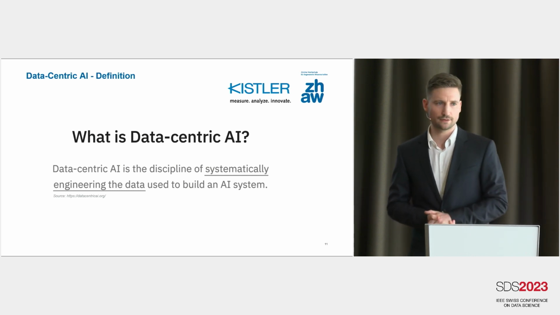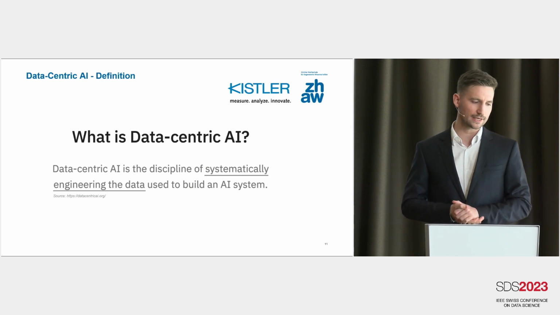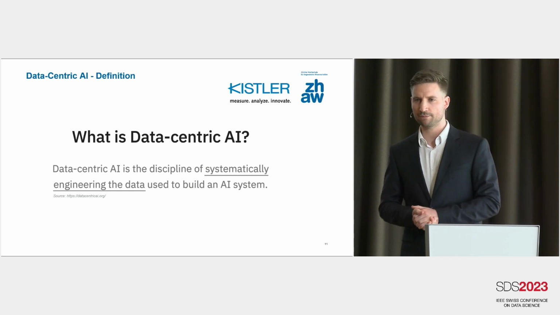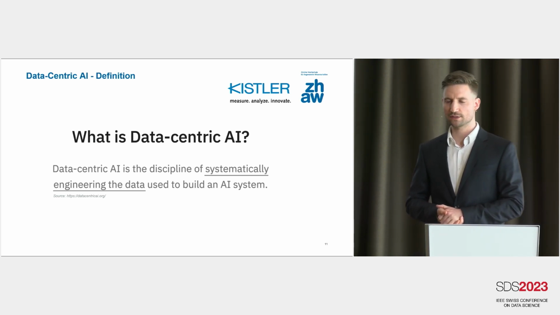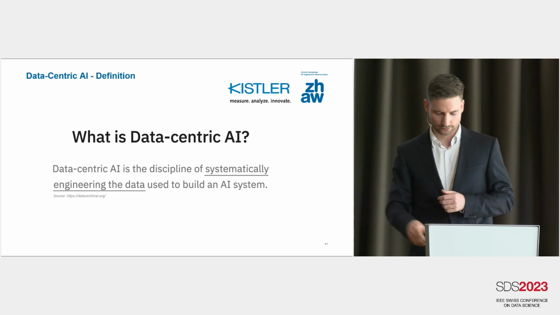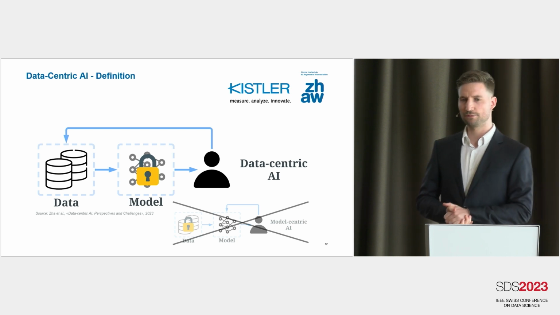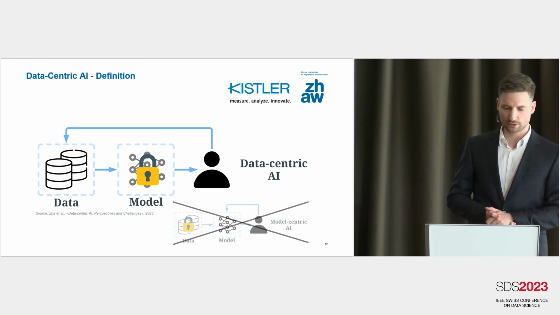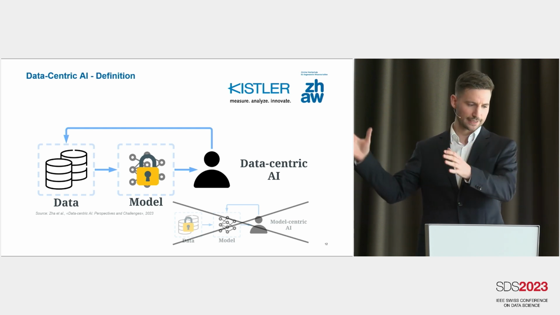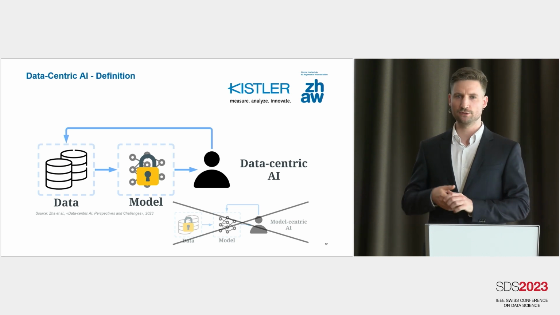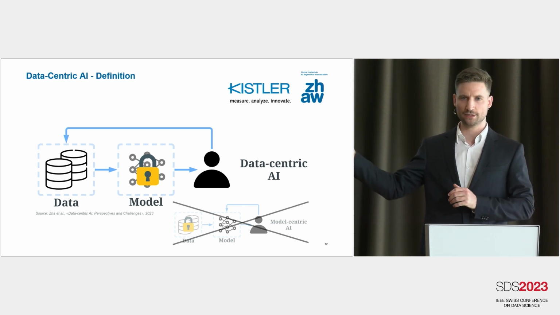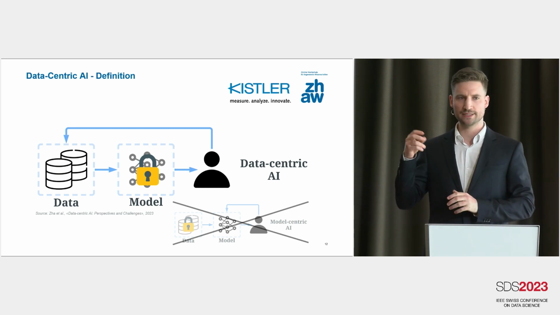Now, regarding the definition, data-centric AI can be defined as the discipline of systematically engineering the data used to build an AI system. And I want to put the emphasis on systematically engineering the data, because we want to create a system, in some sense, that helps us to engineer the data. And what does this mean with respect to the previously shown model-centric AI approach? Whereas in the model-centric AI approach, the model was only iterated over and the data was kept fixed, in the data-centric approach we include the data also in our development iteration, which allows us to iteratively improve the data quality under the assumption that we have a reasonably well-working model.